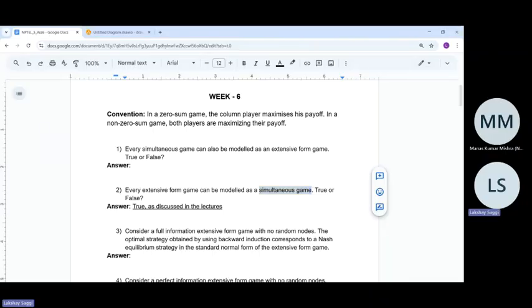So in terms of strategies, because of this strategizing at the start, an extensive form game could be modeled as a simultaneous game. But note that this goes both ways, right? We have to decide a strategy at the start of an extensive form game, and we have to decide a strategy at the start of a simultaneous game.